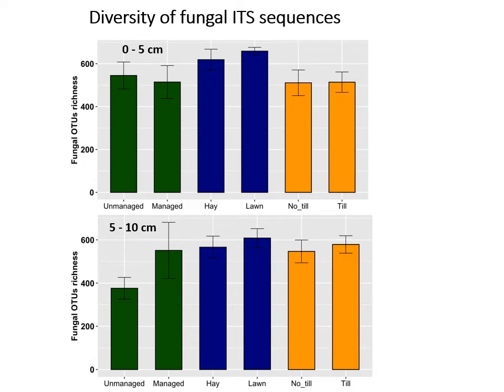And when we look at the fungal communities in the 0 to 5 centimeter, we observe that the OTU richness of the fungal ITS sequence is higher in grassy habitat than forests or cornfields. But then in the 5 to 10 centimeter, the fungal ITS richness from the unmanaged forest seems to be the lowest among all the other habitats.